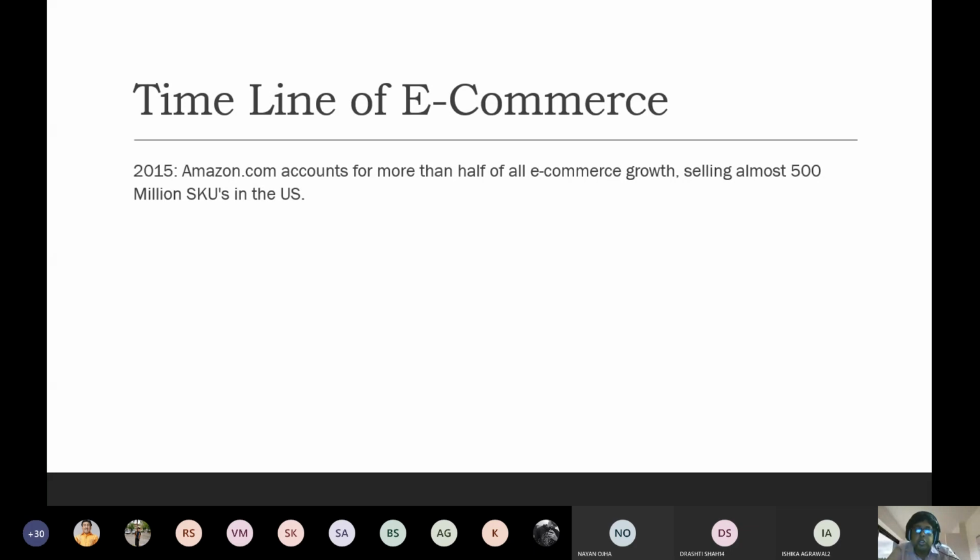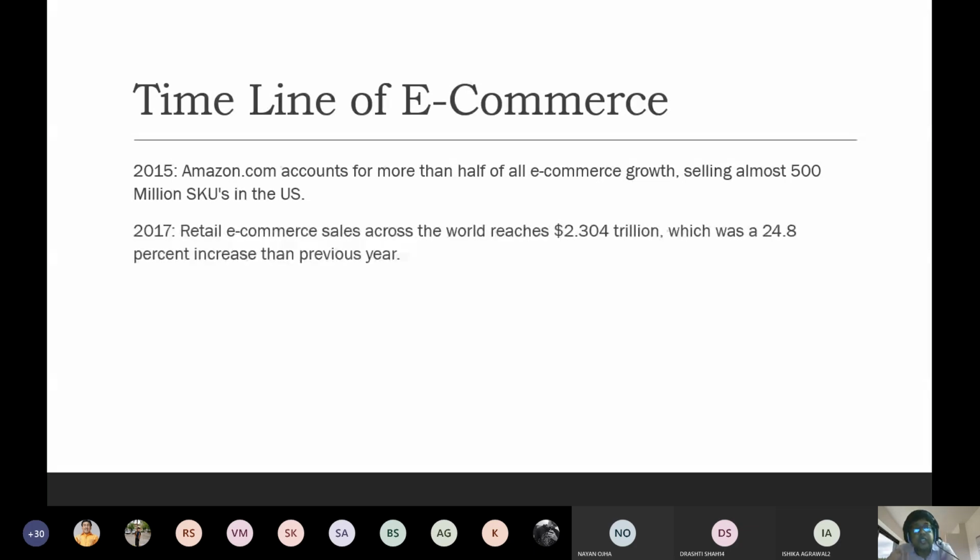Because if any person wants to purchase this particular Casio calculator, they will have to purchase that SKU. And do you all understand when I say that Amazon.com accounts for more than half of all e-commerce growth, selling almost 500 million SKUs in the US? We are talking about 500 million different products listed on Amazon.com. And that was the main reason why Amazon grew to such a large extent in 2015.